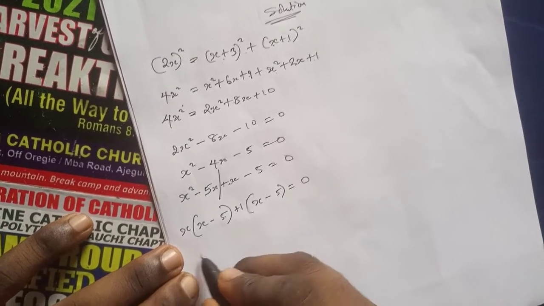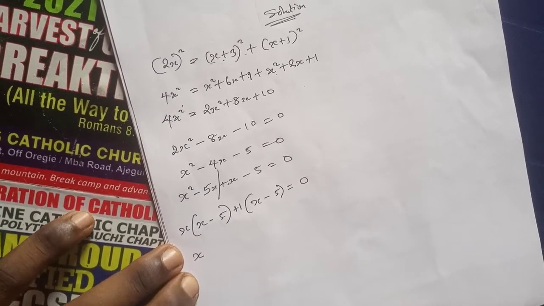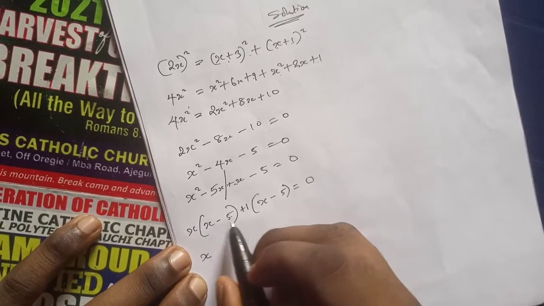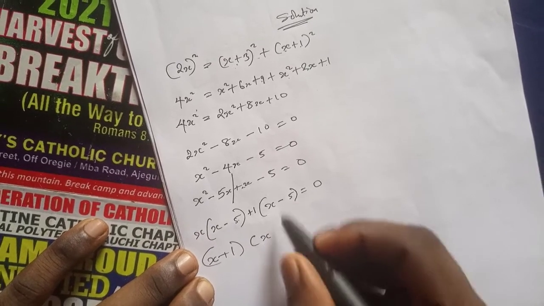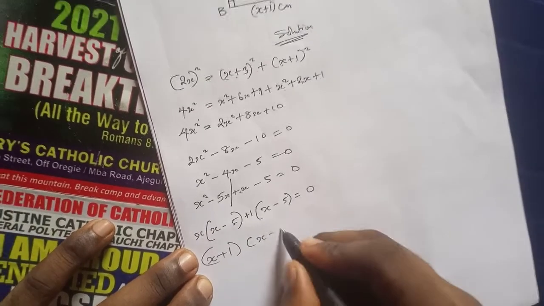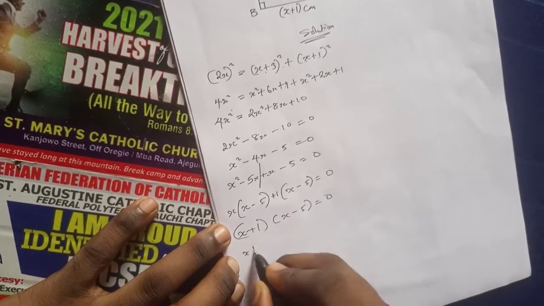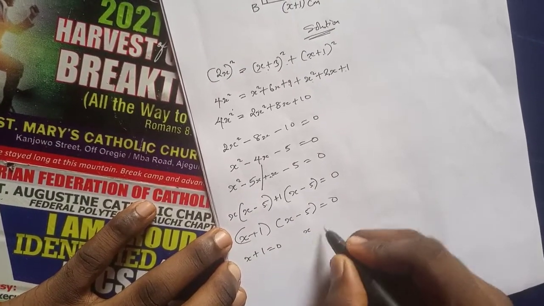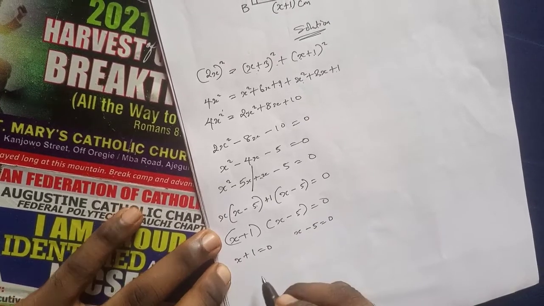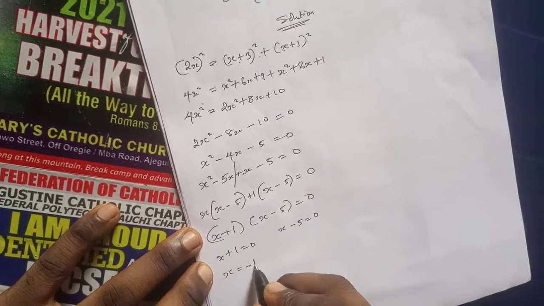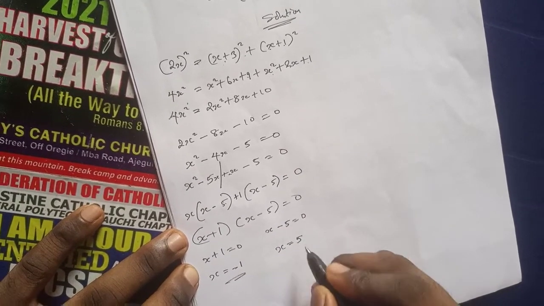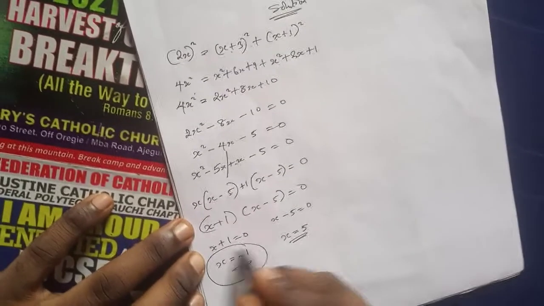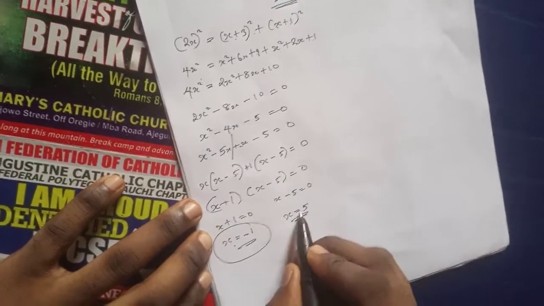So here I will have x plus 1 and x minus 5 all equal to 0, x plus 1 equal to 0, x minus 5 equal to 0. Here I'll have x equal to negative 1, and here I'll have x being equal to positive 5. So I'm going to neglect the negative root once more, and this will probably be my answer.